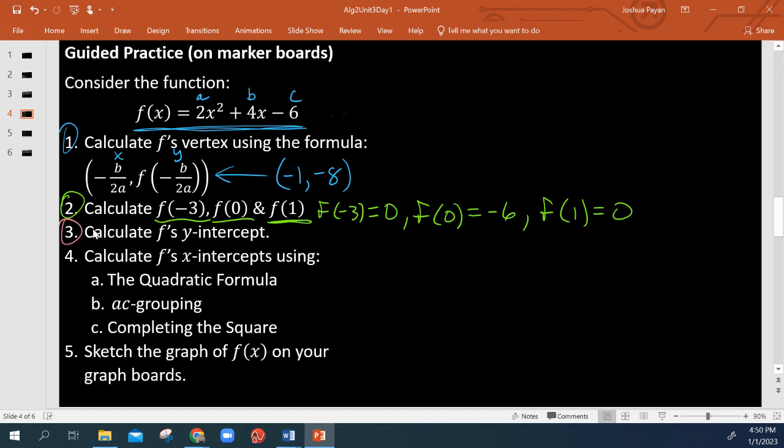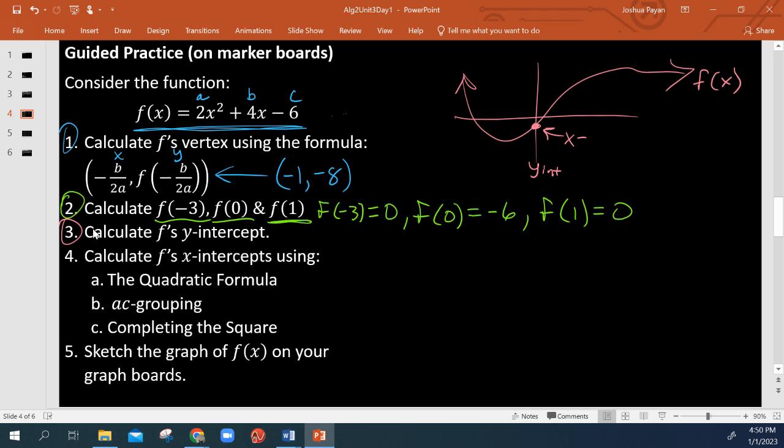So calculate f of x's y-intercept. Okay, so remember, if I've got some function, who cares what it looks like? Let's say f of x looked like this. It doesn't. It's a parabola, but let's just pretend. The y-intercept is right here where we touch or cross the y-axis, right? So where does that happen? Well, the y-intercept happens at x equals 0, always.